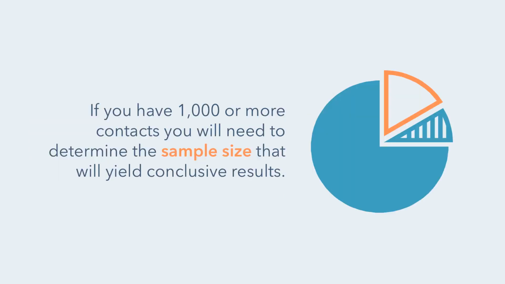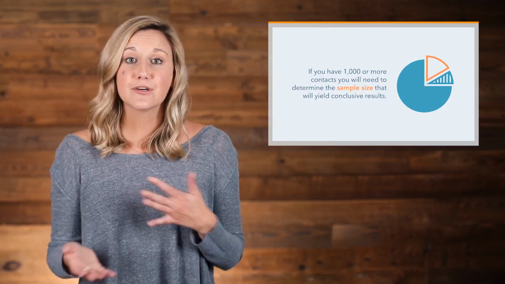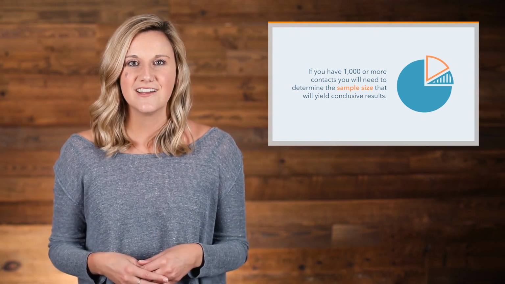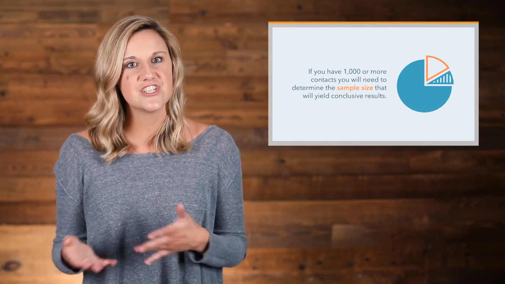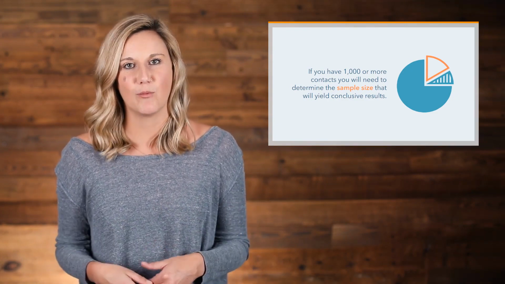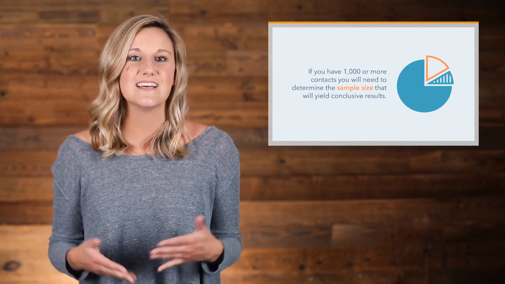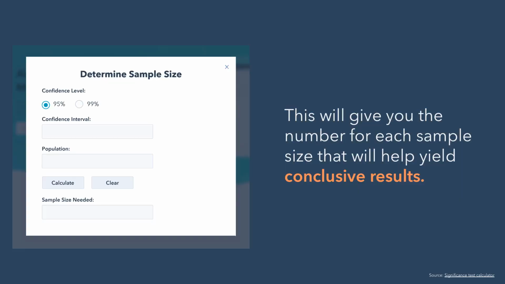Let's say, though, you do have 1,000 or more contacts that you want to send to. You will now need to determine the sample size that will yield conclusive results. If you're using a tool like HubSpot, then the tool can help make this calculation for you. You will select the percentage you wish to send each variation, and the number will be set. But you can also determine that sample size using a significance test calculator. This will give you the number for each sample size that will yield conclusive results.